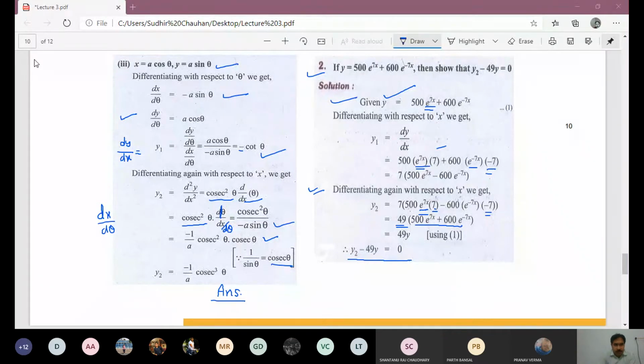So let's do some questions on successive differentiation. Again we come to the question. I have taken the record.